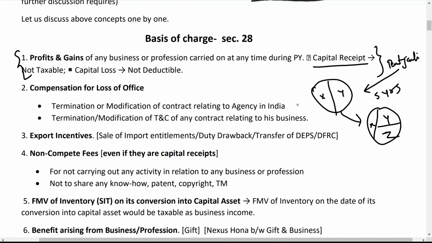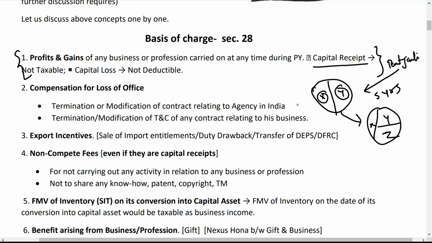That means there is a breach of contract. There is a change in terms and conditions, because what was decided at the time of the contract was that this particular area would be covered only by Y, and this particular area would be covered only by X. But now this particular area is shared by Y and Z, so obviously Y will suffer a certain kind of loss.